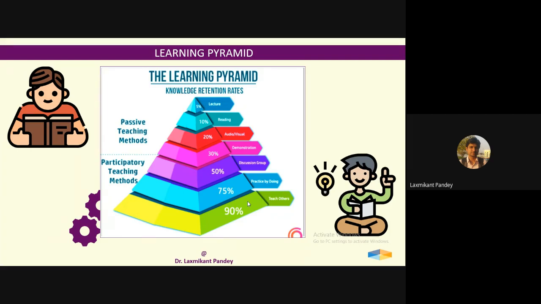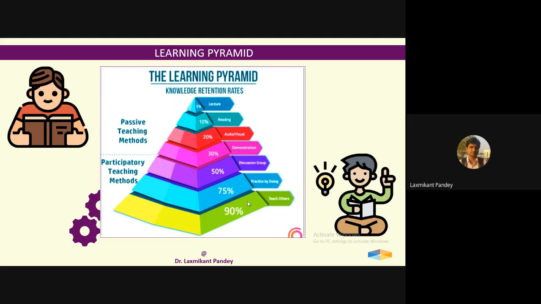So if you look at the passive teaching methods, like the lecture method, by using the lecture method students are able to retain only about 5% of knowledge. If the student is reading, he can retain 10% of the information given by the teacher. And if the students are listening or seeing something, like any kind of video or audio, they are able to retain about 20% of the information given by the teacher.